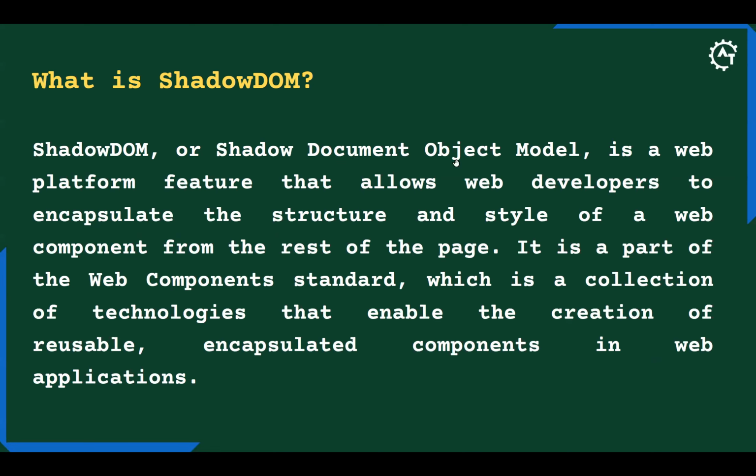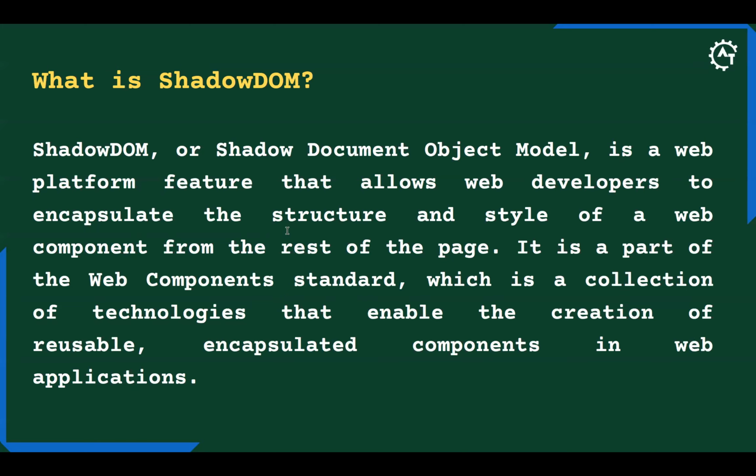So first we'll see what is ShadowDOM. ShadowDOM, or Shadow Document Object Model. DOM means Document Object Model. So Shadow Document Object Model is a web platform feature that allows web developers to encapsulate the structure and the style of a web component from the rest of the page. It is a part of the web component standard, which is a collection of technologies that enable the creation of reusable encapsulated components in web applications.